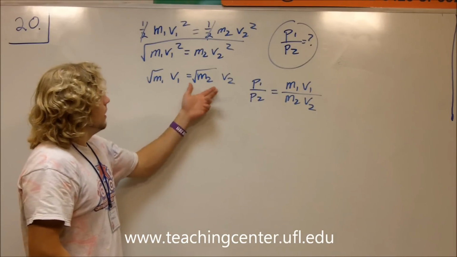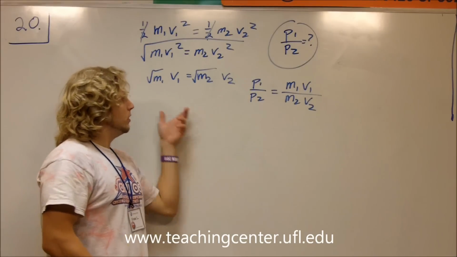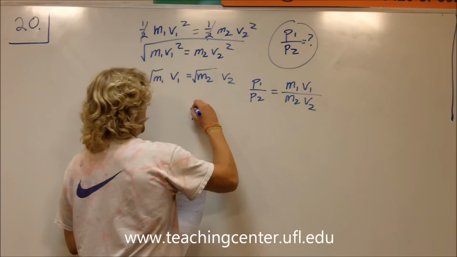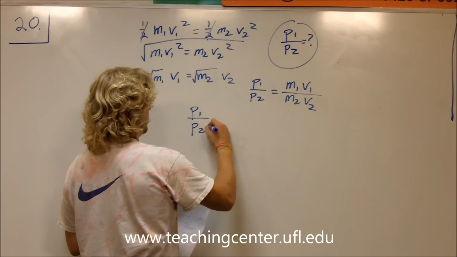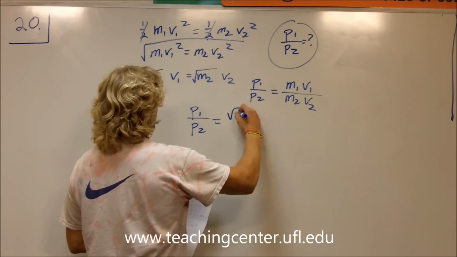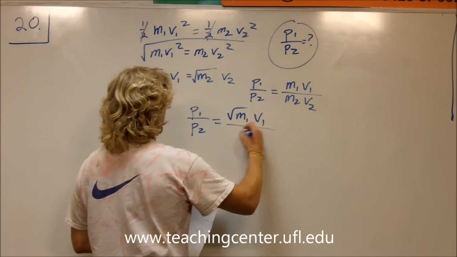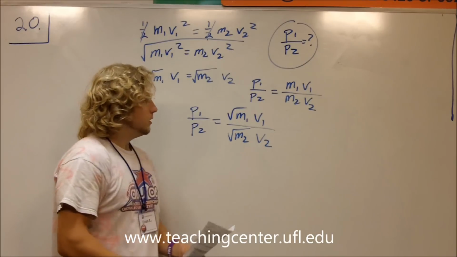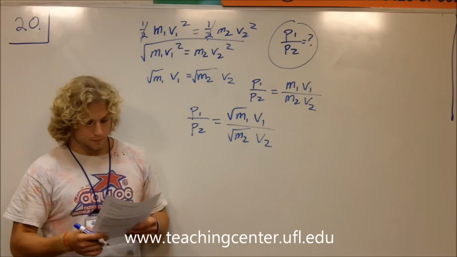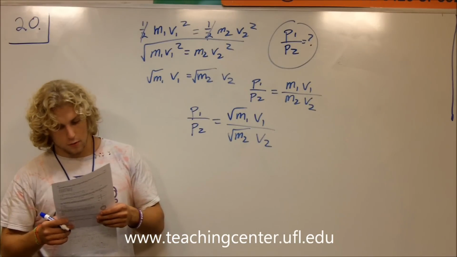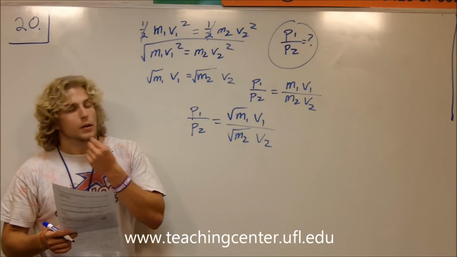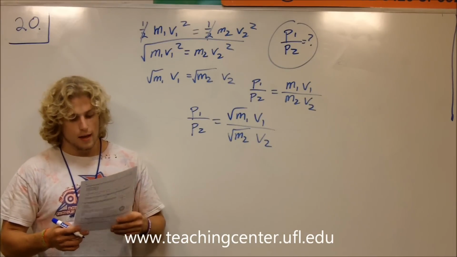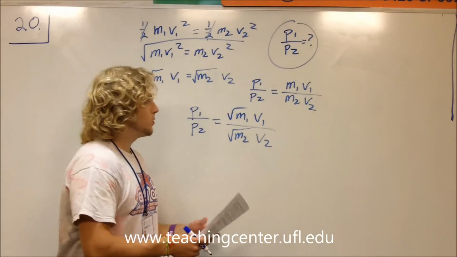So now all of a sudden we see, hey, this kind of looks similar to the momentum. So let's go ahead and put it in the ratio. P1 over P2 is equal to root m1 v1 over root m2 v2. Okay? We're almost there. Now, it's asking for the ratio of the momenta. Because we don't know anything about the velocity, we can pretty much cross it out.